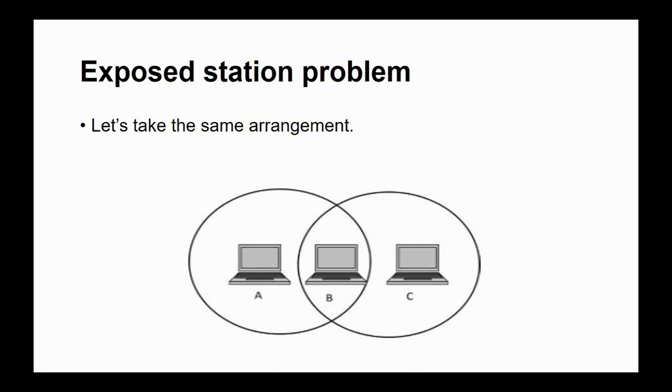In this exposed station problem, assume C wants to send some data to D, which is not in the diagram. When C checks the availability of D, it finds that D is not free, interfering with B's signal. C thinks B is sending data to D, but what actually happens is B receives A's data. This leads to underutilization of bandwidth.